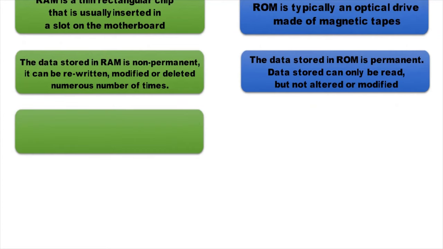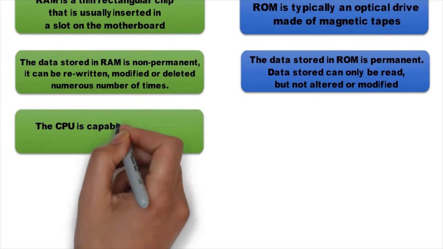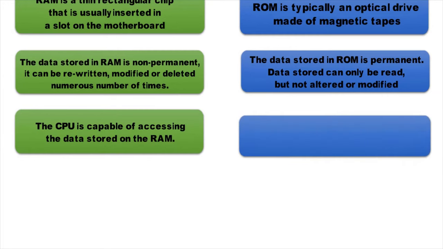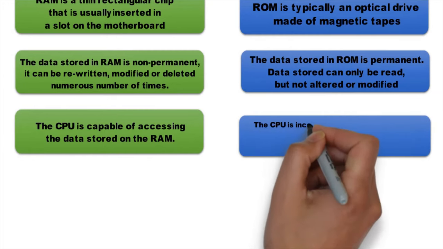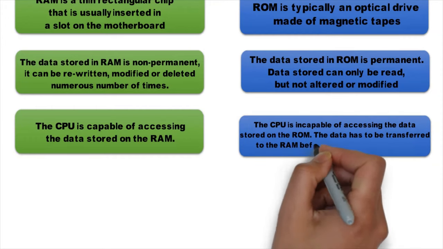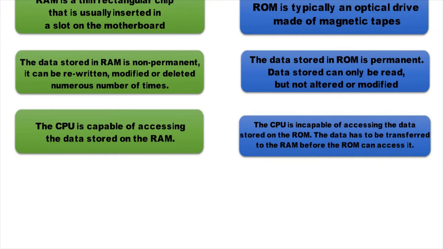In terms of CPU data access, the CPU is capable of accessing the data stored on the RAM, while the CPU is incapable of accessing the data stored on the ROM. The data has to be transferred to the RAM before the CPU can access it.